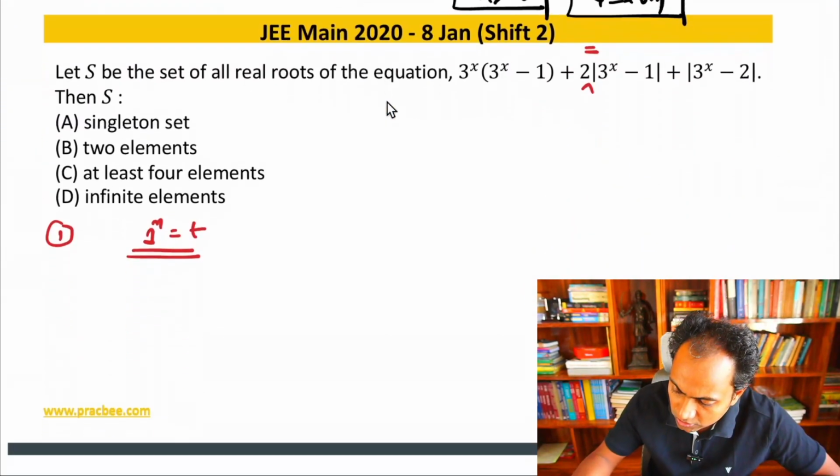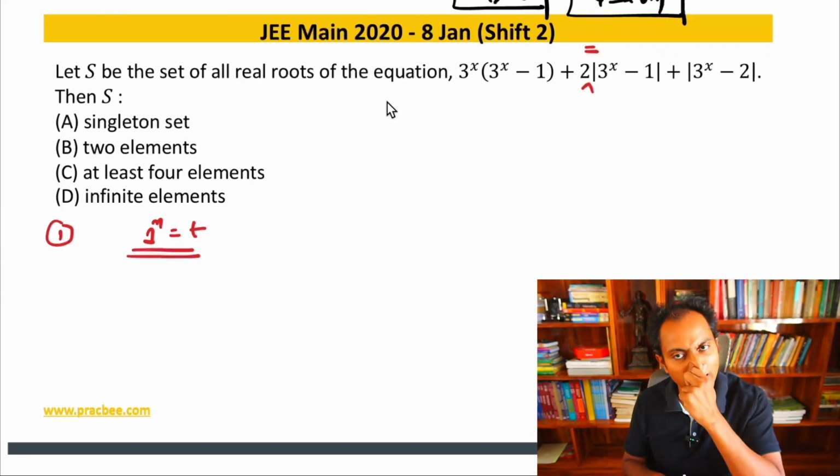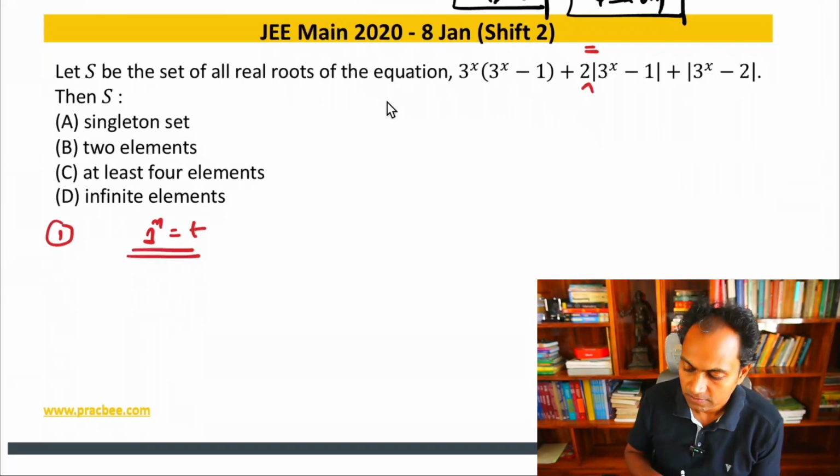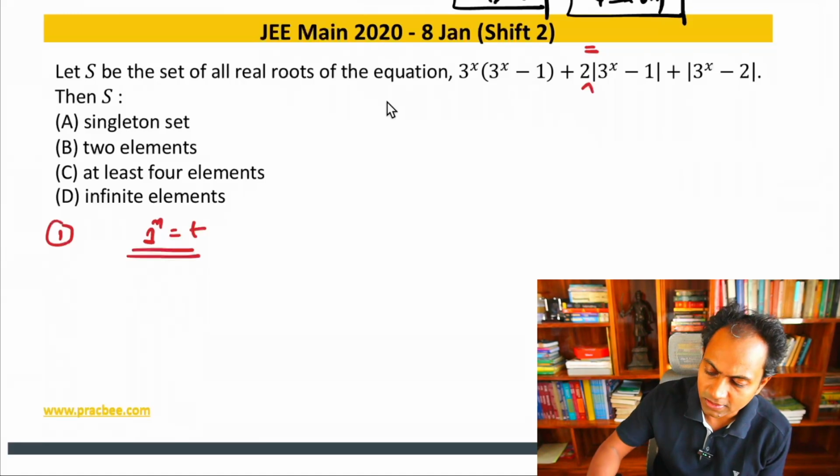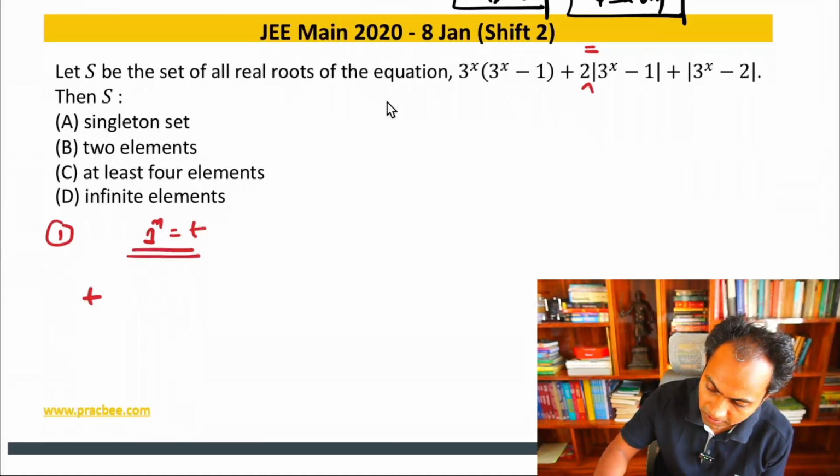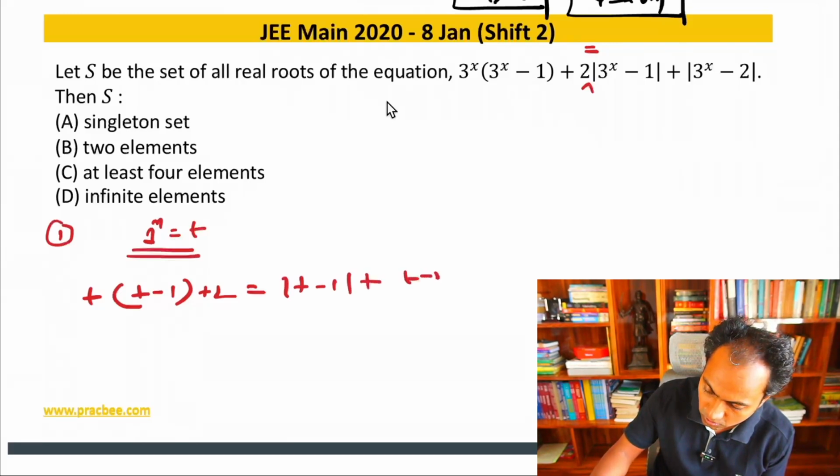Now let us look into this 2020 question. This question says that you have been given this equation. How to solve it? So we are going to take 3 raised to the power x as t. And if I do so, you can see that this will become t minus 1 plus 2 on the left hand side, and mod of t minus 1 plus mod of t minus 2 on the right hand side.